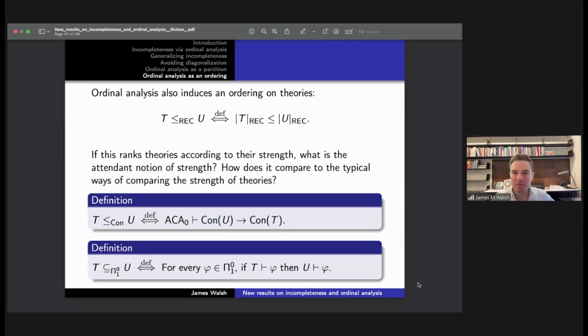The other one is inclusion of pi 0, 1 theorems. So we will say that T is pi 0, 1 included in U if and only if for every pi 0, 1 sentence phi, if T proves phi, then U proves phi. These are two notions that show up a lot in the literature: consistency strength and this pi 0, 1 inclusion. Now, in both cases, I have less than or equal to here, an improper subset. You can define the strict relations by saying, for example, that T is less than or equal to U and U is not less than or equal to T.